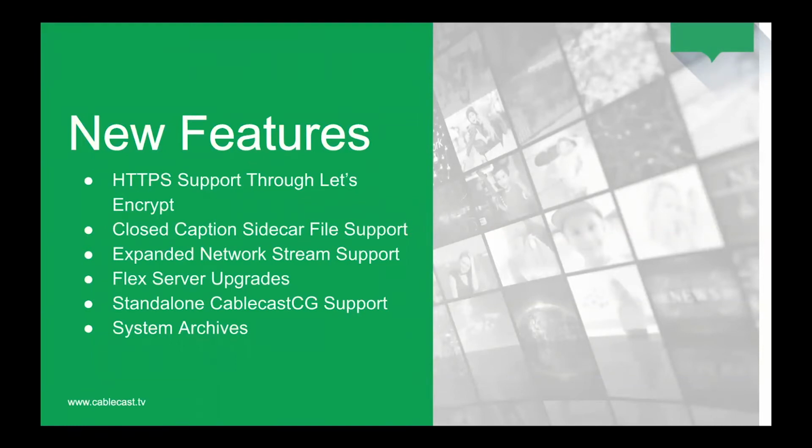And then towards the end of the presentation, we'll talk a little bit about how 7.1 brings features that were available in 7.0 for VIO servers, which is the new line of video servers we introduced at last year's NAB, to existing customers that have the last generation Flex server. We'll also talk about how Cablecast CG can be migrated to the last generation of Carousel CG appliances. Then we'll go through the Q&A. But let's first start with the new features.